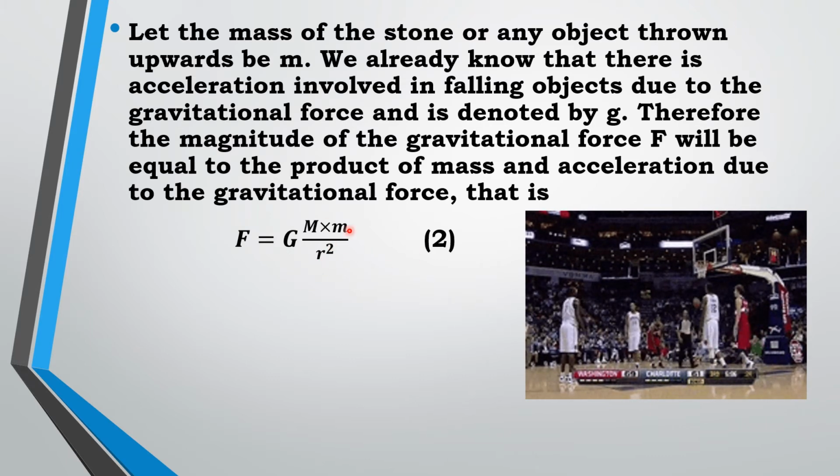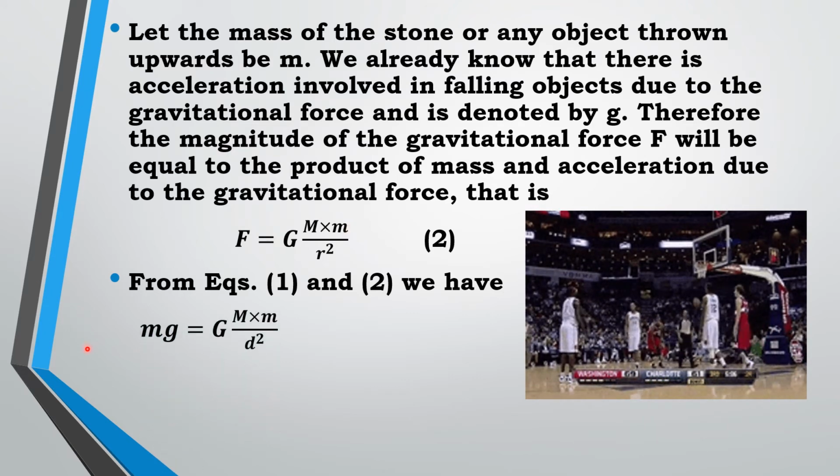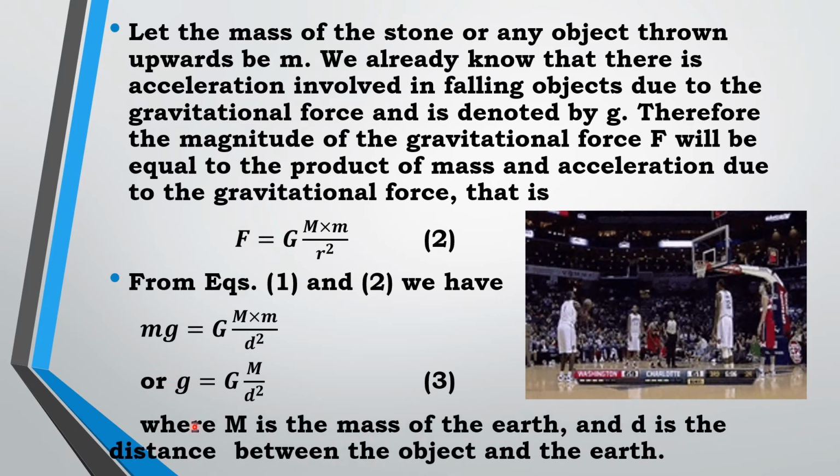You know this formula. So, from equations 1 and 2, we can say that mg is equal to G M m upon d square, or r square, whatever the distance you take, r or d. So here you can see that m and m can be cancelled out. So g is equal to G M upon d square. This is the formula to calculate the value of g. And here M is the mass of the earth and d is the distance between the object and the earth.